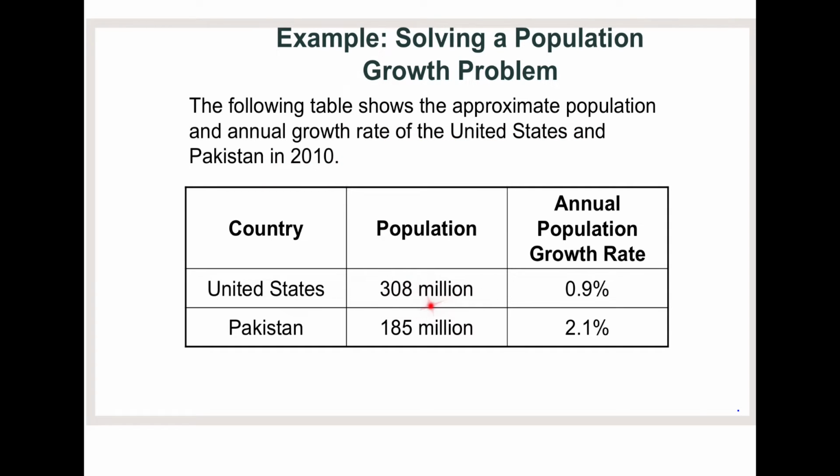And we started off with 308 million, and then Pakistan had 185 million. But their growth rates are different. Pakistan's is more than twice the rate of the United States rate of growth. So even though Pakistan has almost half the population of the U.S., with that annual population growth rate, we're going to look at a few problems.